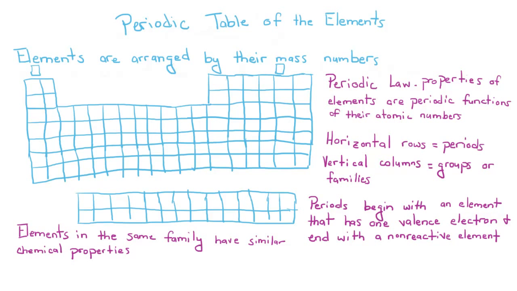Elements are going to be arranged by their mass numbers, and there are a couple of properties of the periodic table. We start off with the periodic law. Properties of elements are periodic functions of their atomic numbers, and I'll explain this in the next slide. You have the horizontal rows, which are called periods, and the columns are called groups or families. Periods begin with an element that has one valence electron and end with a non-reactive element, and elements in the same family have similar chemical properties.